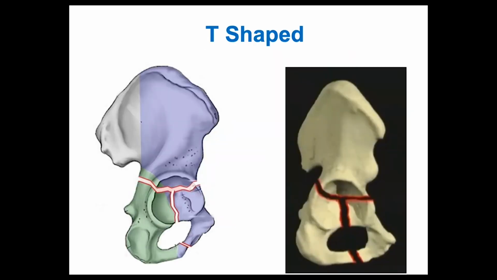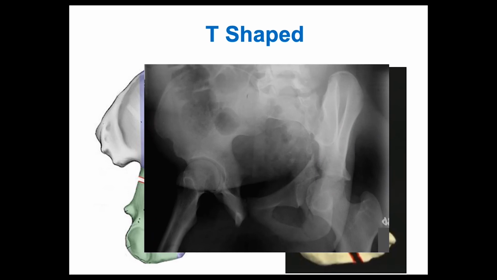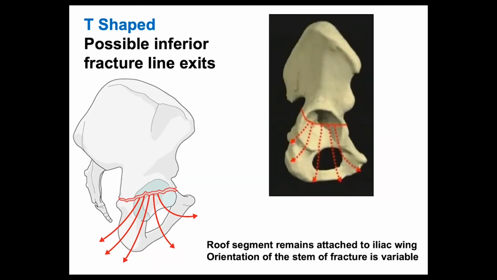And here is the T-shaped acetabular fracture, which includes all fractures with transverse fracture of the acetabulum with an associated vertical component. The transverse component is quite identical to the pure transverse fracture, in addition to the vertical fracture line passing through the obturator foramen. And as we could see here, the T-shaped fracture might have different possible inferior fracture line exits.